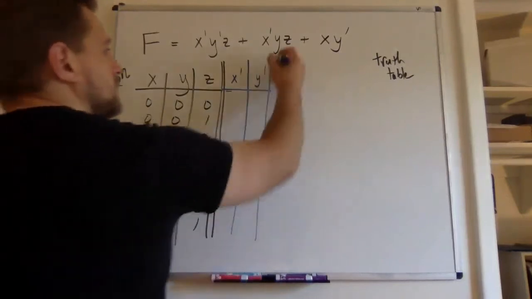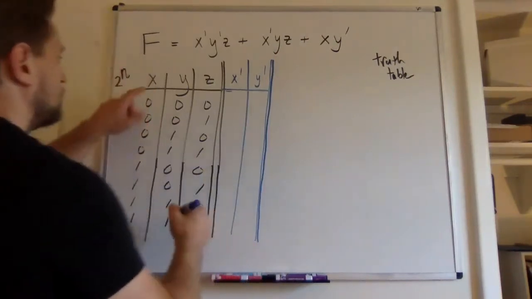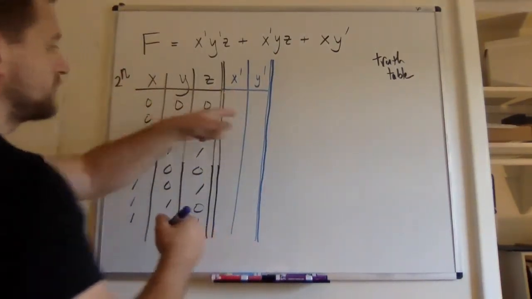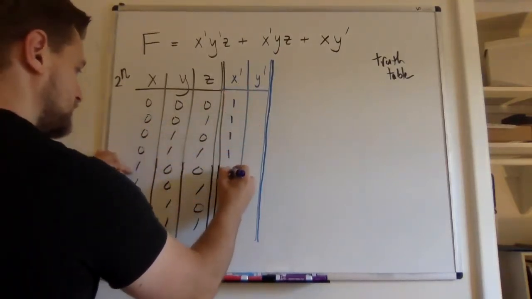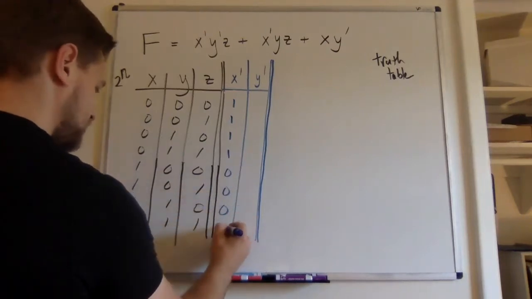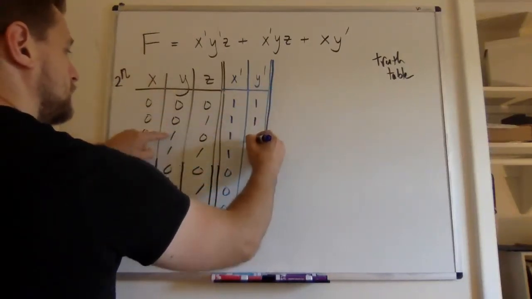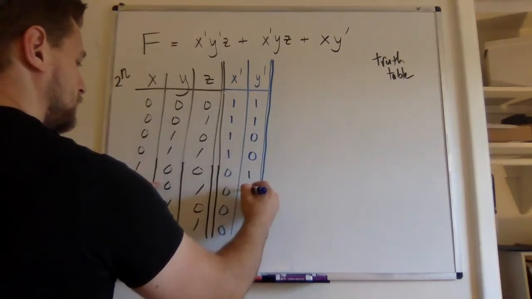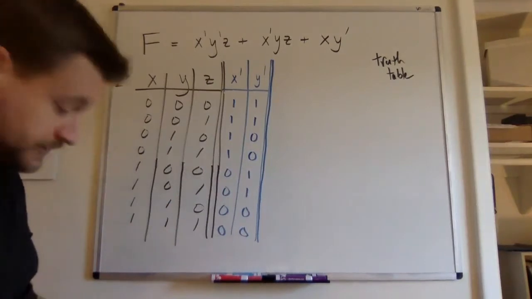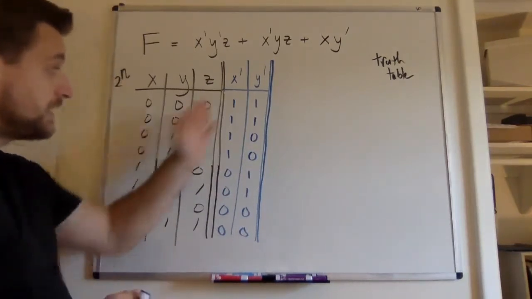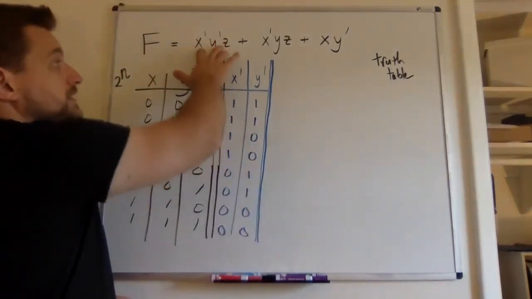Whatever value we have in the x column, we can find its complement, in other words, the value that isn't that. So we've got 1, 1, 1, 1, 0, 0, 0, 0. The y column is 1, 1, 0, 0, 1, 1, 0, 0. We just put the opposite of whatever we had for the value of that signal, and that's the complement of that signal.